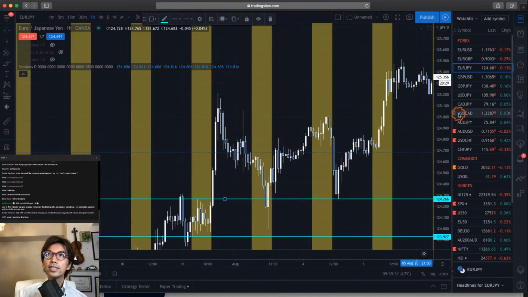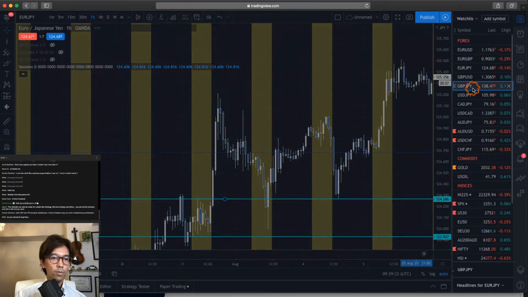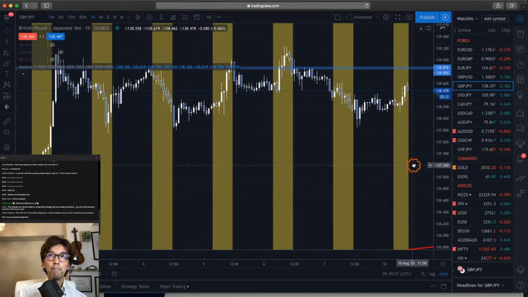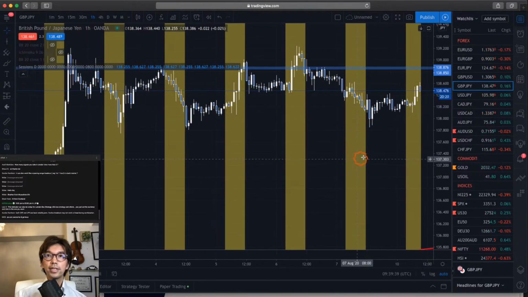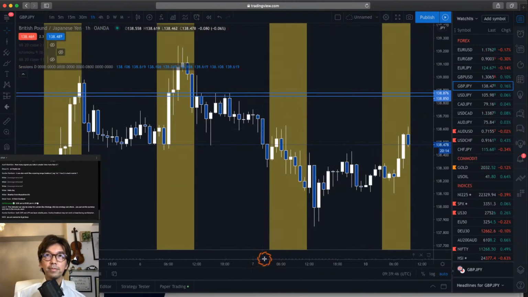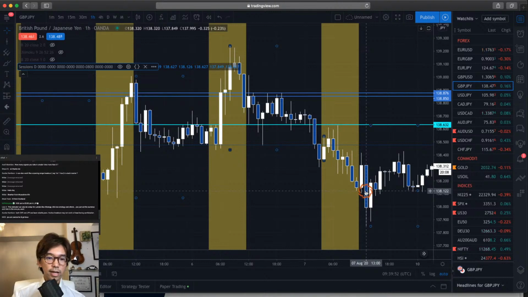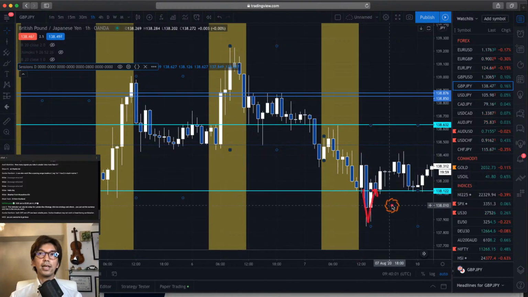And let's take a look at the GBPJPY. So GBPJPY, yesterday, the highest price was right here above. Let me zoom in. The highest price yesterday was here, and the lowest price was at this level. It went downwards and upwards. So I think this was break even, most likely.